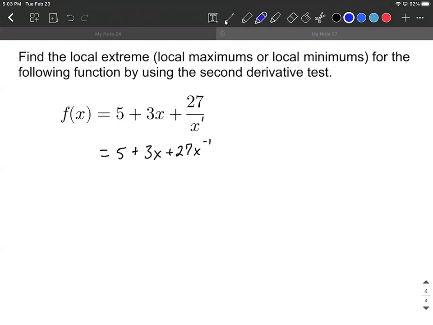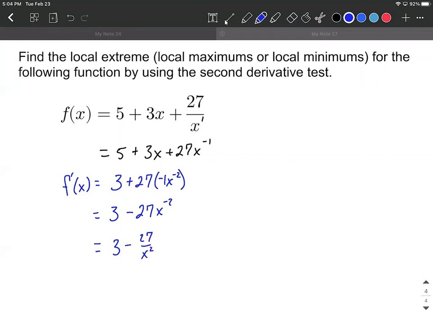All right, so next, let's take the first derivative. The derivative of our constant 5 is going to be 0, and then we have 3 as the derivative of 3x. Next, the 27 comes along because it's a constant, but for the derivative of x to the negative first power, you bring the negative 1 down and reduce the exponent by 1. So negative 1 minus 1 is negative 2. So our first derivative is 3 minus 27 x to the negative second power, or 3 minus 27 over x to the positive second power. All right, so we found our first derivative.